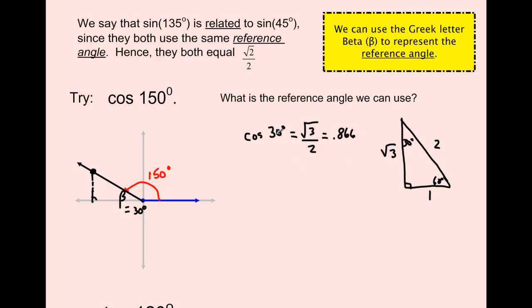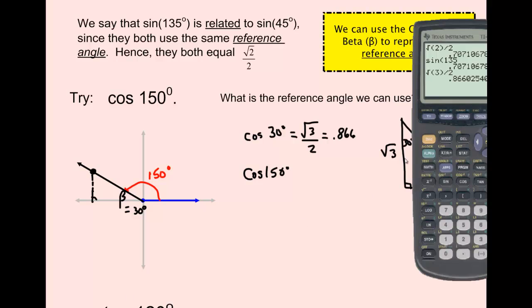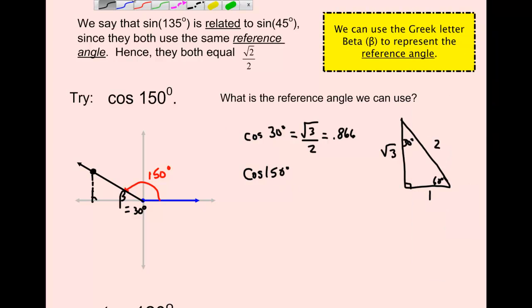So let's now figure out, if my reference angle has a ratio of 0.866, what the cosine of 150 is. If it uses the same pattern as sine, hopefully it's the exact same ratio here. So let's plug in cosine of 150, and I should get the exact same thing. The number is exactly the same, but look out front. There's a negative sign there. So the cosine of 150 actually equals negative 0.866, or we can say that's negative root 3 over 2.